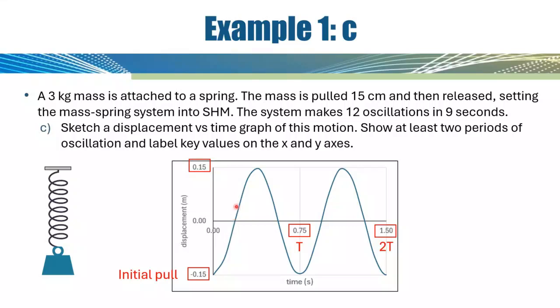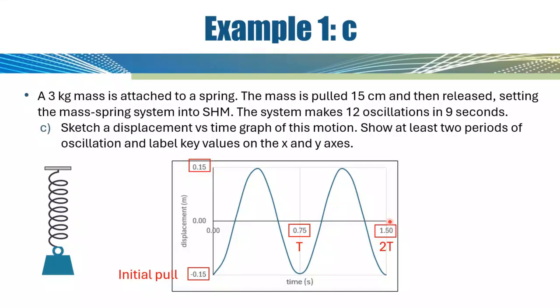So that's 1, 2, 3, 4. And so the time on the x-axis here, I could scale this, would be 0.75 seconds. That was the period for one oscillation. And I'm supposed to show 2 periods. So I'm going to draw another one.